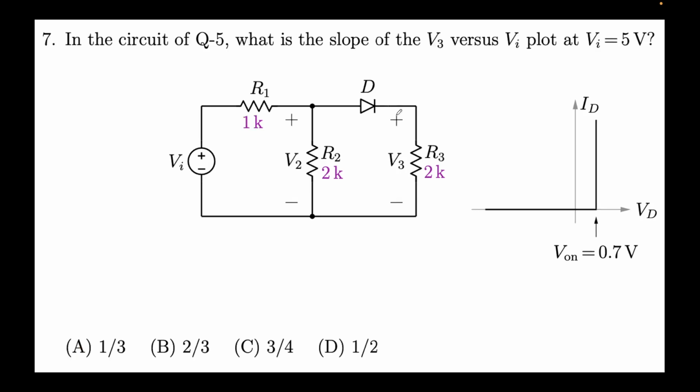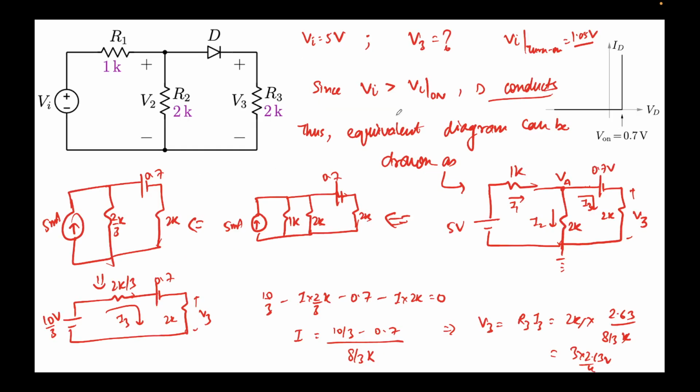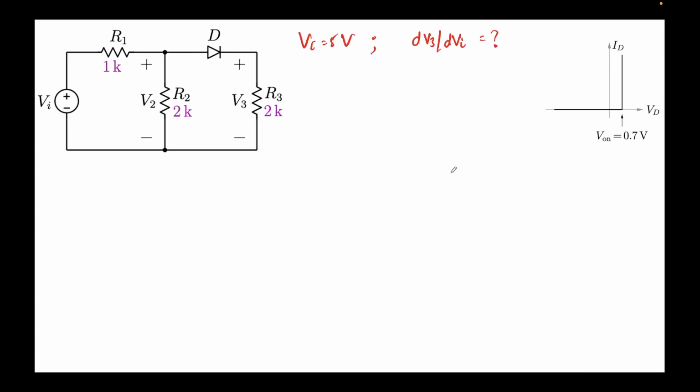Now the next question asks, in the circuit of question 5, what is the slope of V3 versus Vi at Vi equal to 5 volts? Okay, I think we have already solved this problem. Have we not? No, we have not, because we drew it like that. Okay, it's fine. So we are required to find this slope.